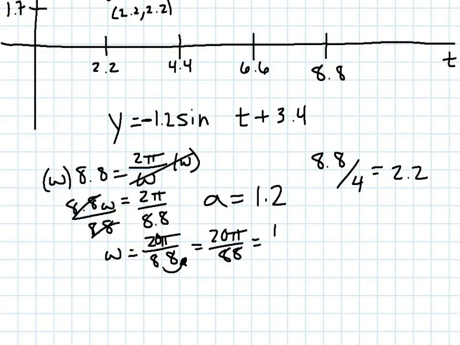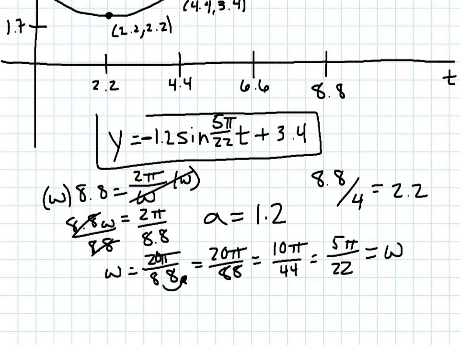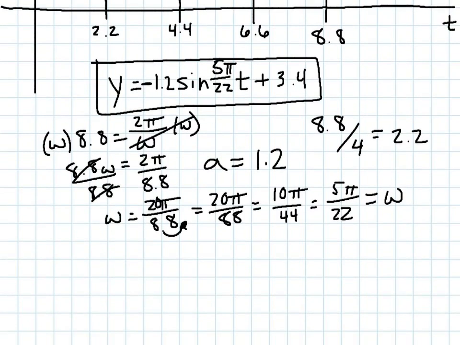So I can take 2 out of it, make it 10 pi over 44. Let's take another 2, gives me 5 pi over 22. So this would be my omega that I'm going to put in. So 5 pi over 22. And so that would be an example of the function that we're talking about.